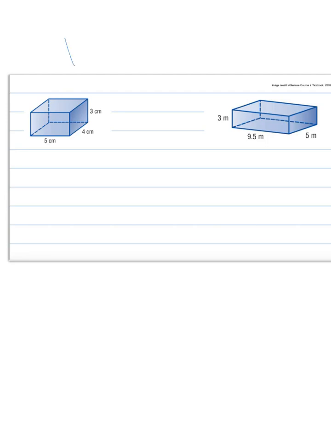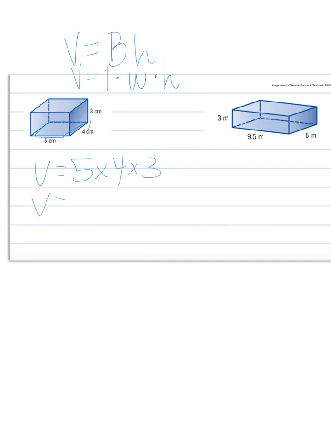Okay, a couple for you to try. So it's capital B, meaning the area of the base, or length times width times the height. Okay, try and come back and check. So the volume equals the area of the base. The base is, again, this bottom part. 5 times 4 times the height, which is 3. 5 times 4 is 20, times 3 is 60 centimeters, and again, volume is cubed.